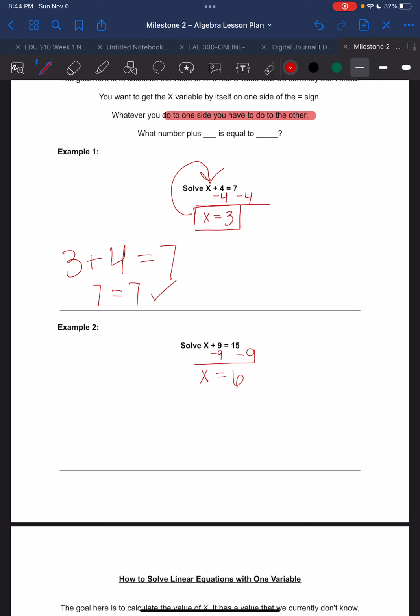Now once again, I can go ahead and plug my answer back in for x. If I plugged it in, I would do 6 plus 9 equals 15. 6 plus 9 does in fact equal 15. 15 and 15 are both equal to one another, so we know that our answer is correct.